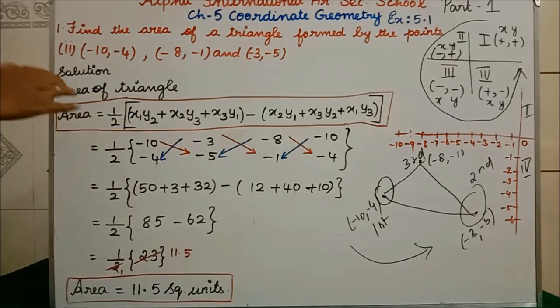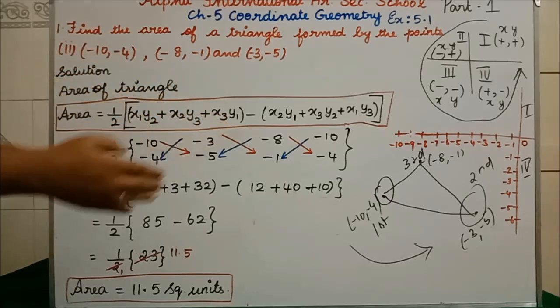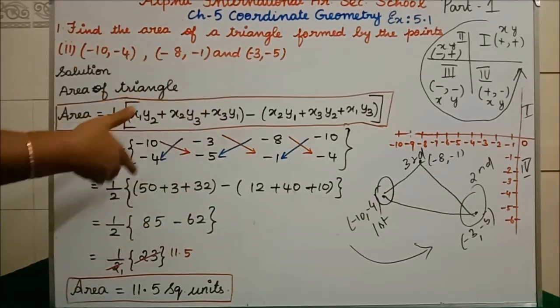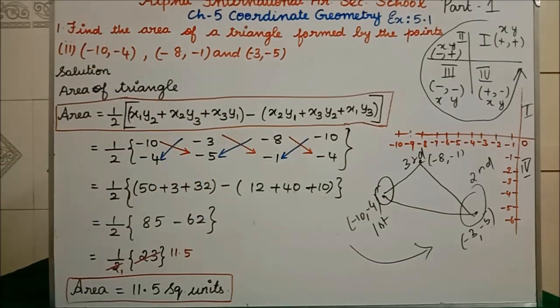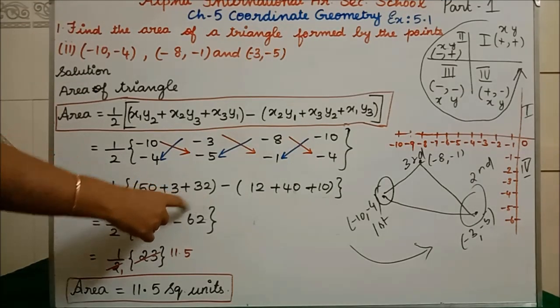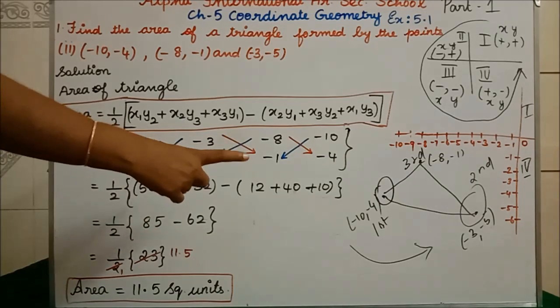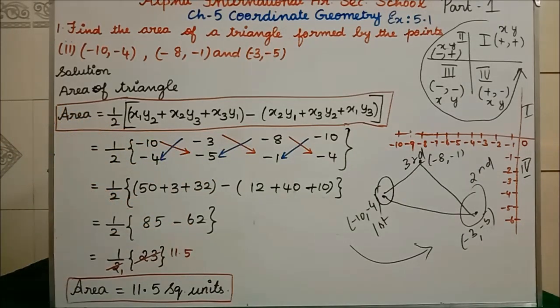Clear? First you are going to do one side the arrow mark, that you are going to write first, then opposite side in middle put minus and opposite side multiply and write. First add all those things, we are getting 85. Next if you add everything we are getting 62.